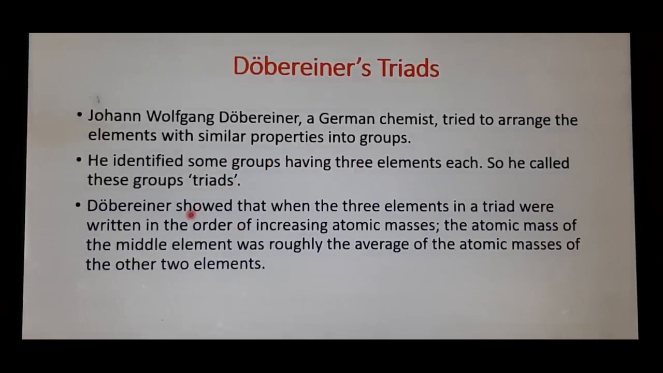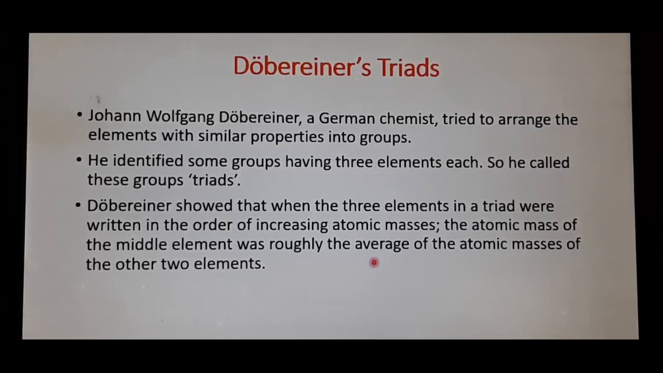He showed that when the 3 elements in a triad were written in order of their increasing atomic masses, the atomic mass of the middle element was roughly the average of the atomic masses of the other 2 elements. So roughly, if we take the average of the 2 elements, the middle one will be equal to the mass which we calculated.